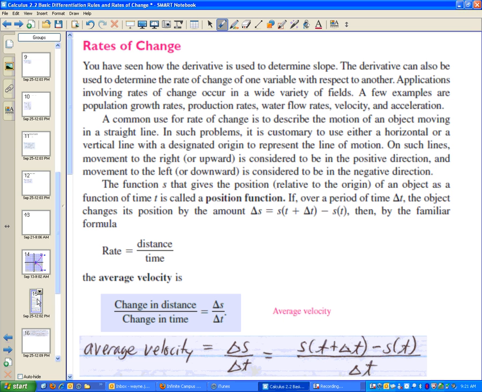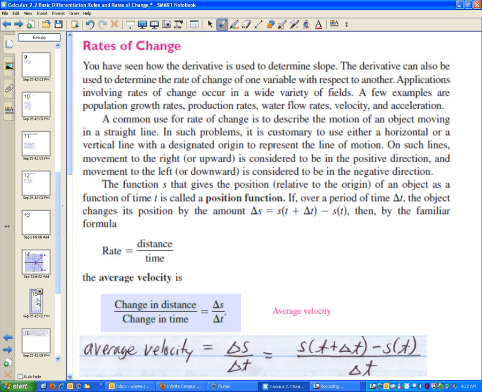Okay. Now let's look at what the book has to say. On page 113, it says, you have seen how the derivative is used to determine slope. The derivative can also be used to determine the rate of change of one variable with respect to another. Applications involving rates of change occur in a wide variety of fields. A few examples are population growth rates, production rates, water flow rates, velocity, and acceleration.